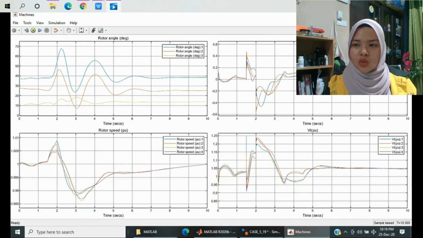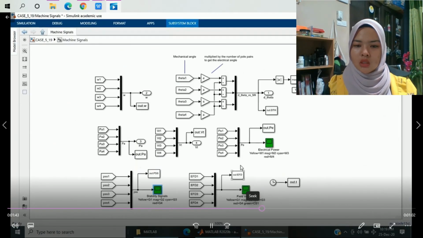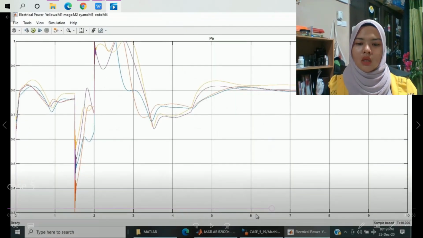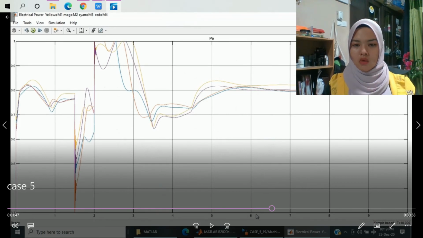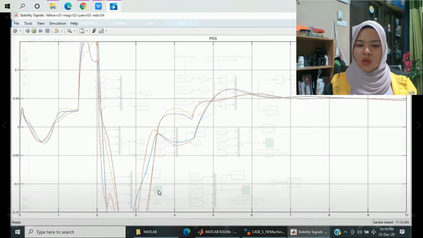Alright, so next we move to machine signal. The first one is electrical power. So this is the electrical power graph. As we can see, there is instability of the system in the form of electrical power. At the bottom of the graph, there is an increment, decreasing, and then a sudden increase, and then between 2 and 4 seconds there is instability, and then it started to stabilize at 6 seconds.